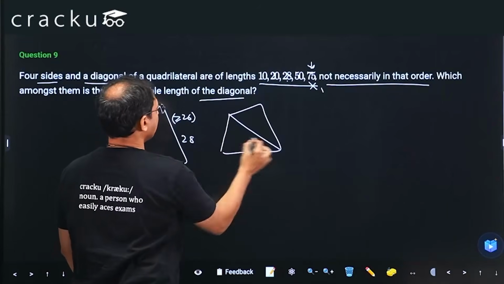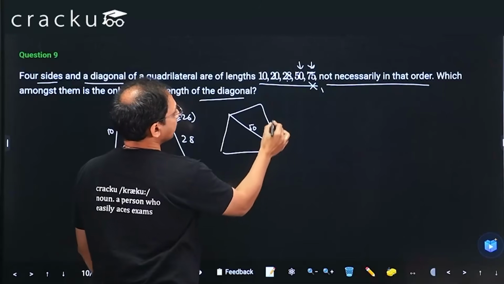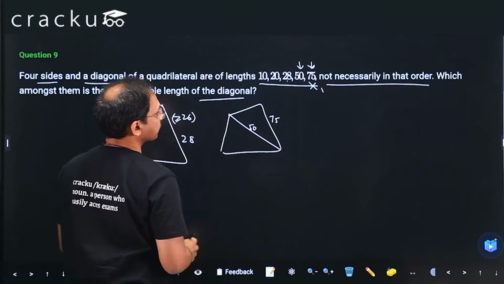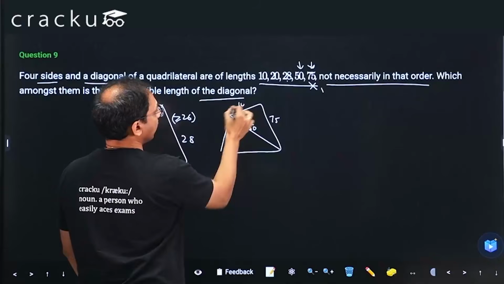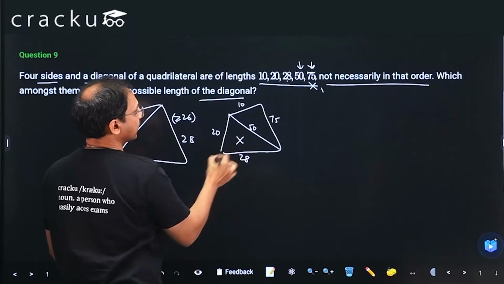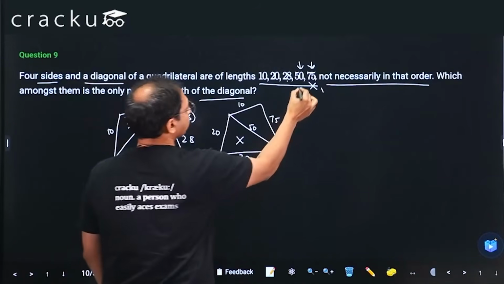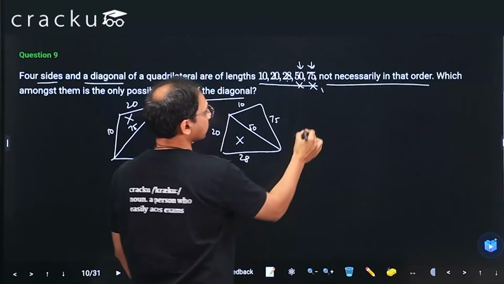Similarly, let us check with 50. With 50, 75 will be somewhere here. If I put the smallest side 10 and the other two largest sides here, again this triangle is not possible because sum of 2 sides is less than 50. So 50 is also not possible.